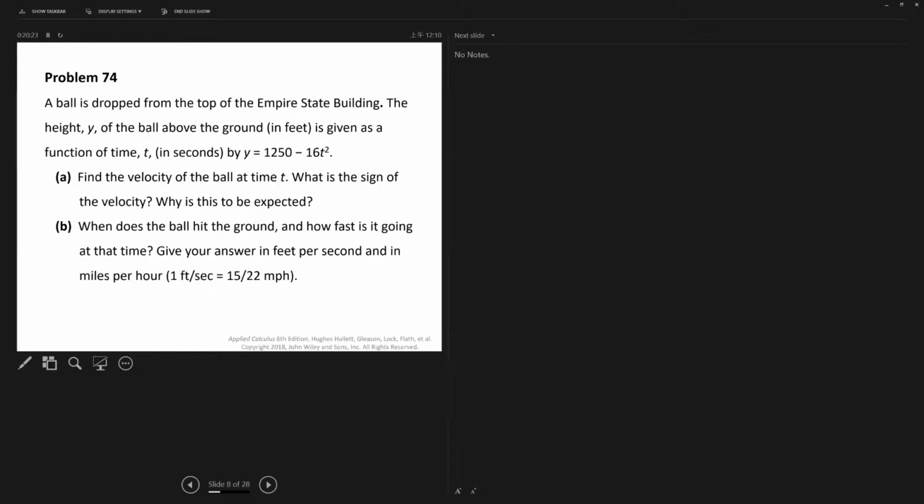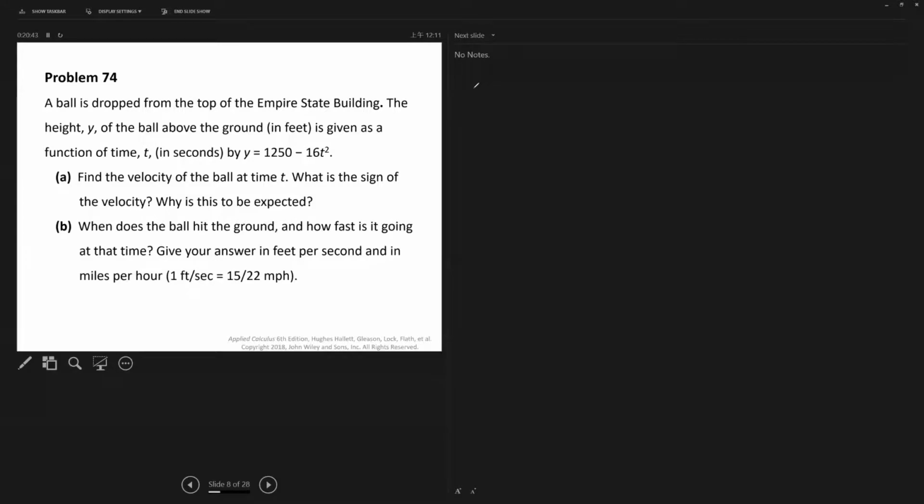All right, next we have problem 74. A ball is dropped from the top of the Empire State Building. The height y of the ball above the ground is given as a function of t: y equals 1250 minus 16t squared. Now, before we move on with this example, there is something we need to talk about.